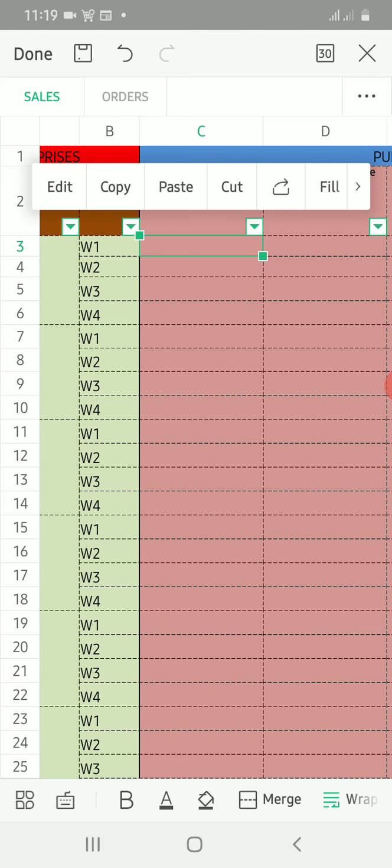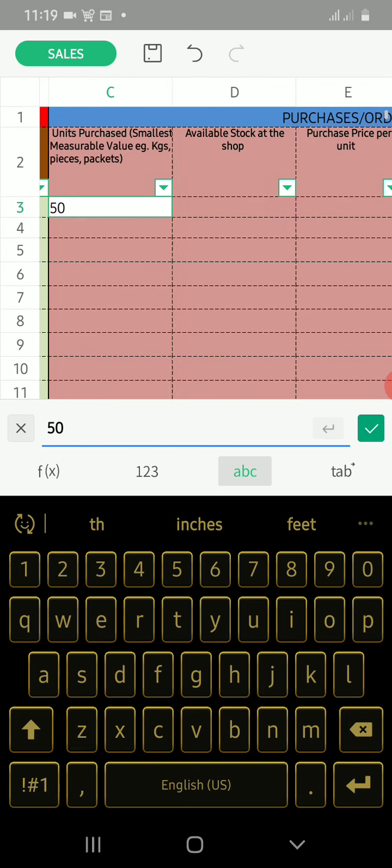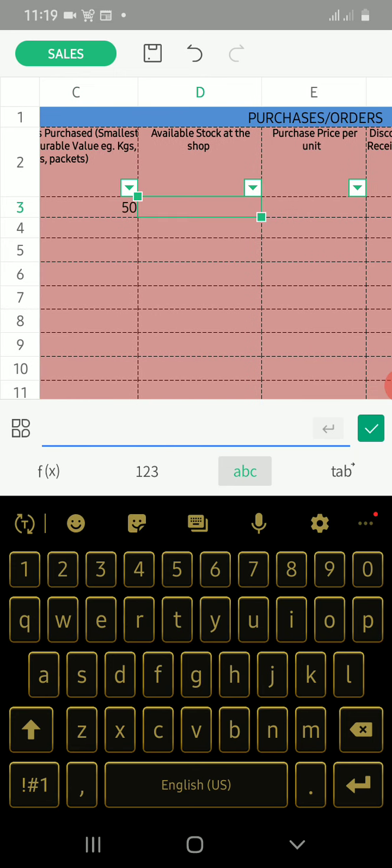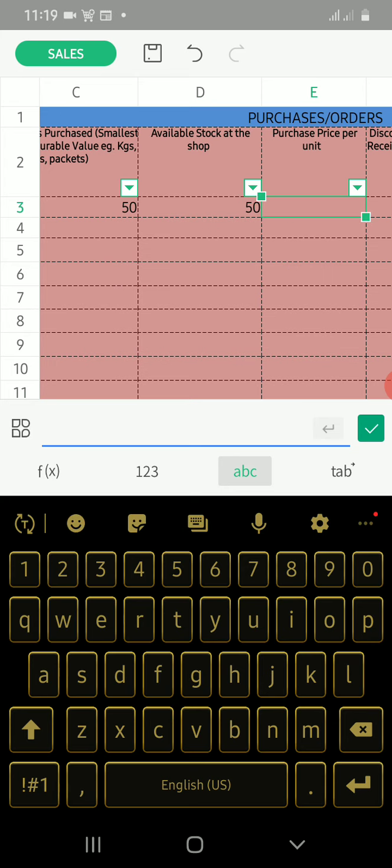So we purchased, if you can remember, 50 kilograms. So, available stock at the shop. Remember, since you have already purchased and maybe you didn't have any stock left at the moment, common sense will guide you to write 50, all right, because the product has already landed at your shop.